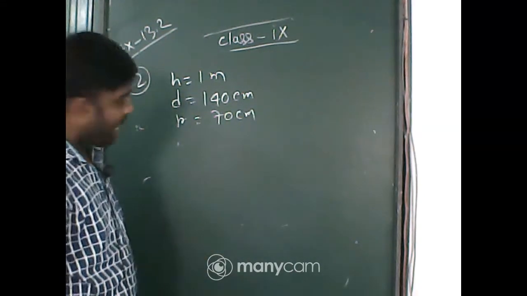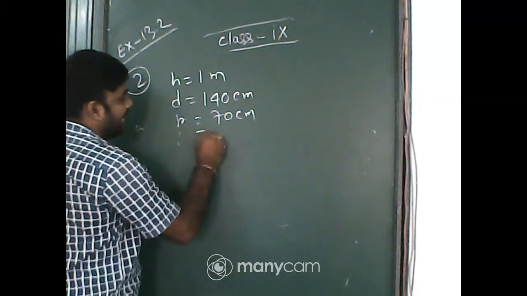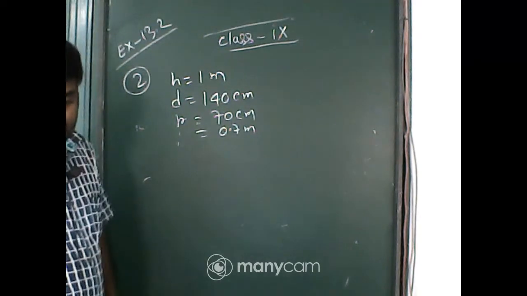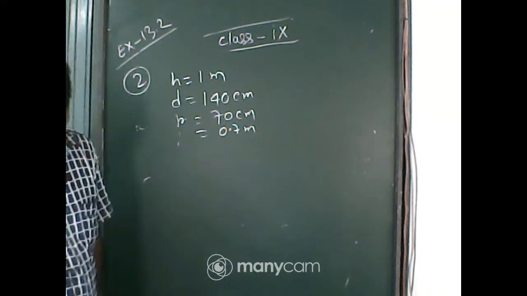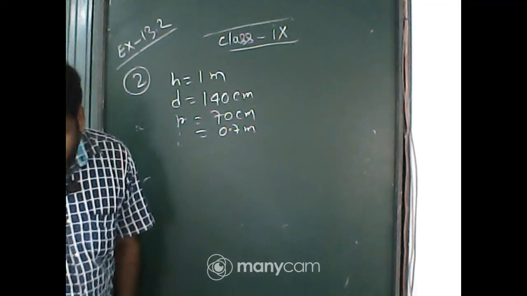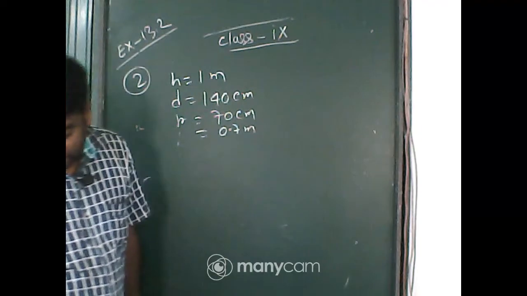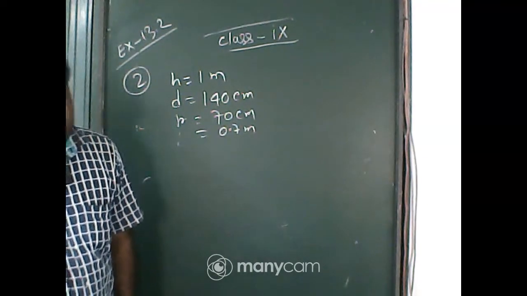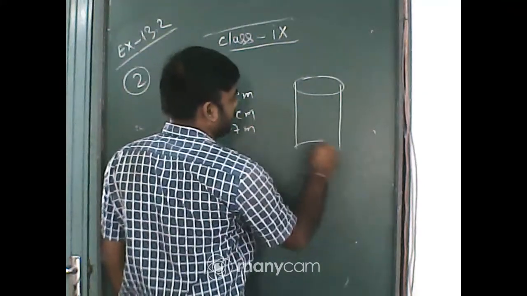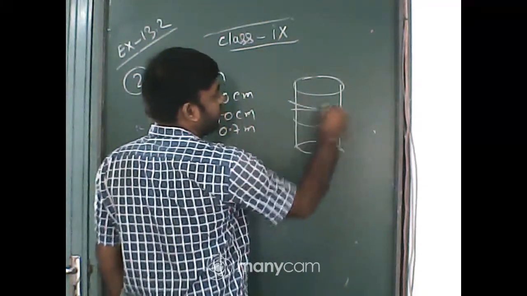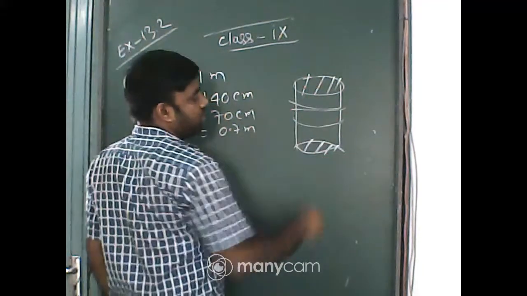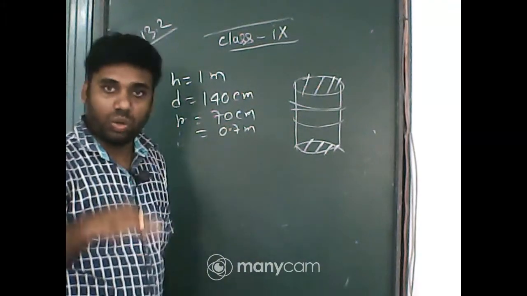70 centimeter, converted into meter, that is 0.7 meter. So r is 0.7 meter and h is 1 meter. You have been asked to find the total surface area, that is, how many square meters are required. First of all, total surface area means the curved surface area as well as the area of the upper circle and lower circle.